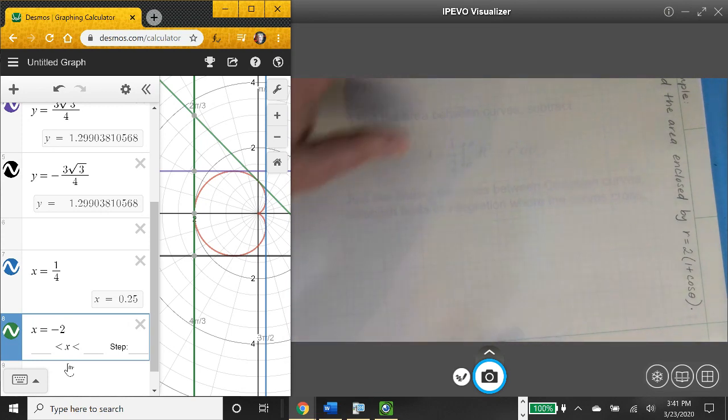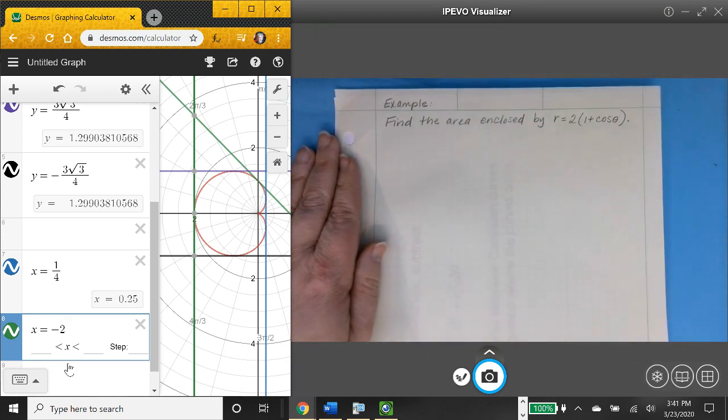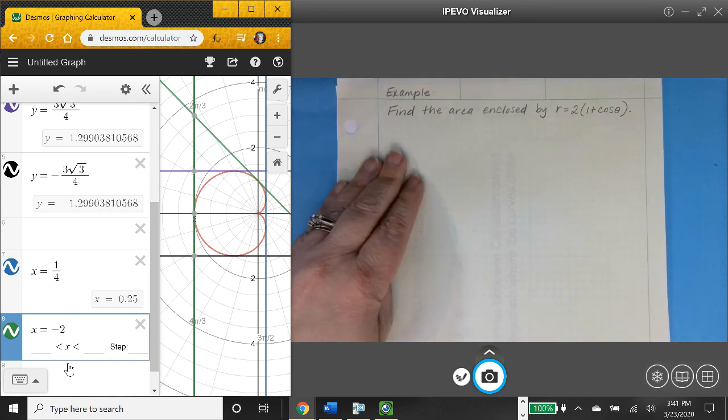All right, here's my example. We are going to find the area enclosed by r equals 2 plus cosine theta.